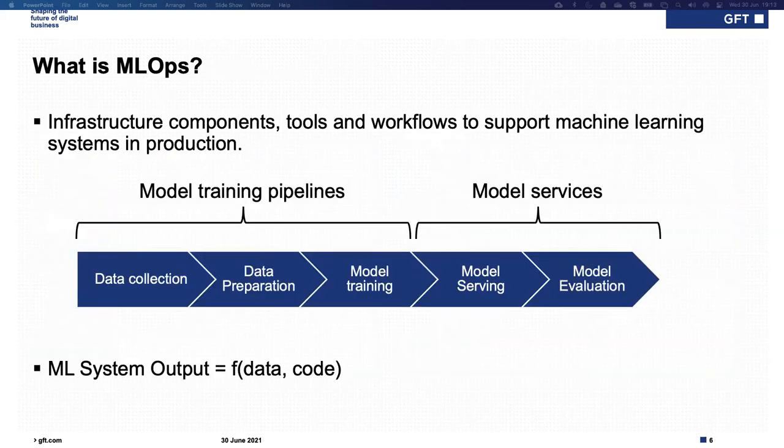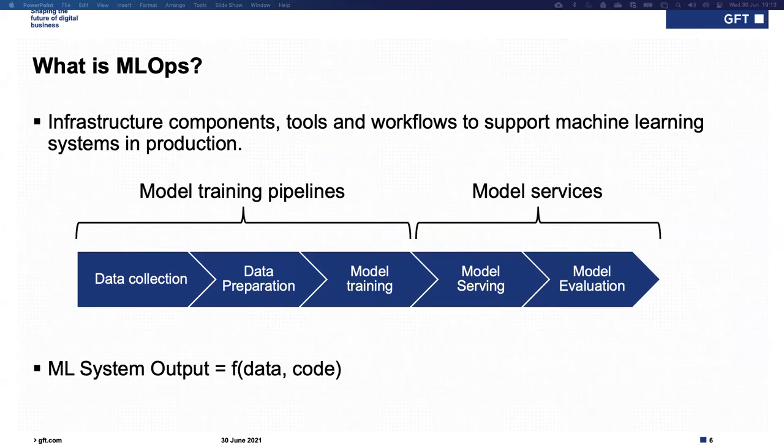So MLOps is infrastructure, tools and workflows for production ML. This diagram details a typical machine learning system in very basic terms. Say from right to left, data is collected and prepared, a machine learning model is trained, and then the model will be deployed to production and evaluated as predictions are made.